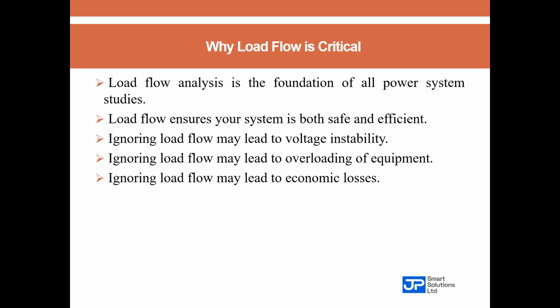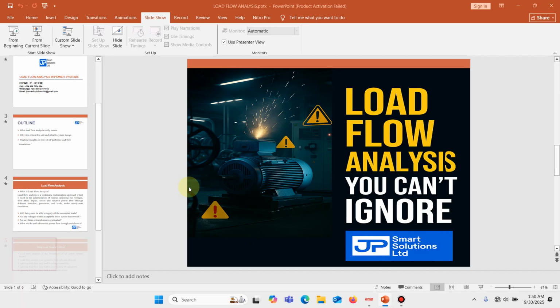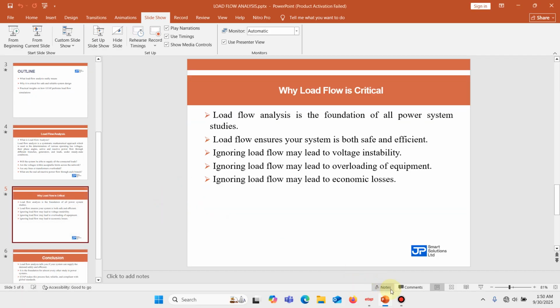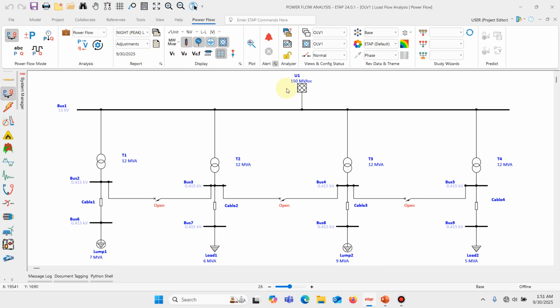So let me give you a preview of ETAP software in action. I will switch over to ETAP software now. All right. So over here we have the utility source power grid connected to an 11 kV bus bar. And on this bus bar we have 4 transformers, T1, T2, T3, and T4, each rated 12 MVA, stepping down this voltage of 11 kV to 0.415 kV.